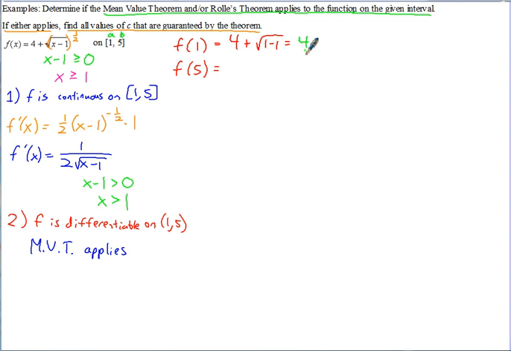If you substitute in 5, you get 4 plus the square root of 5 minus 1. Well, 5 minus 1 is 4, square root of 4 is 2, plus 4 gives you 6. So you can see these are not equal. So Rolle's theorem does not apply.